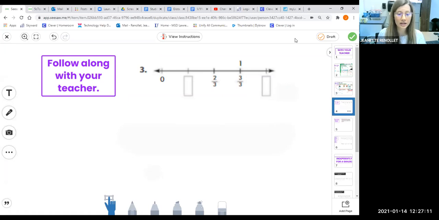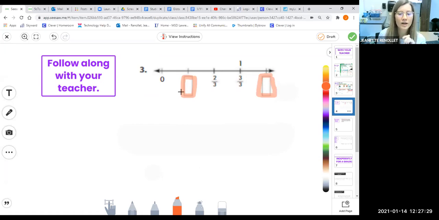Now we are on slide number 4. It says follow along with your teacher. I see a number line and I notice that there are some missing fractions on the number line. When there's a missing fraction, our job is to fill in with the correct fraction. We're going to do that together.